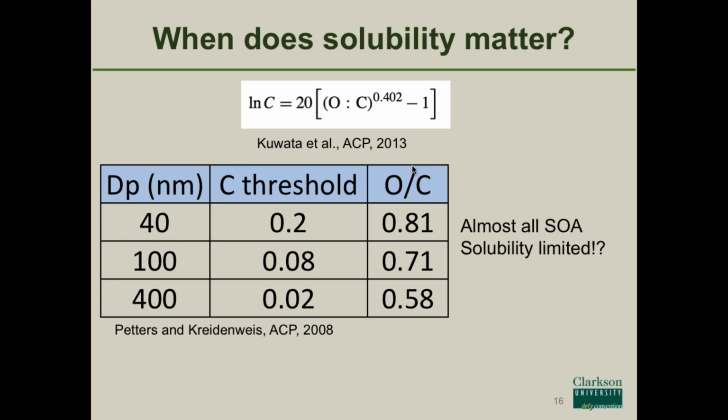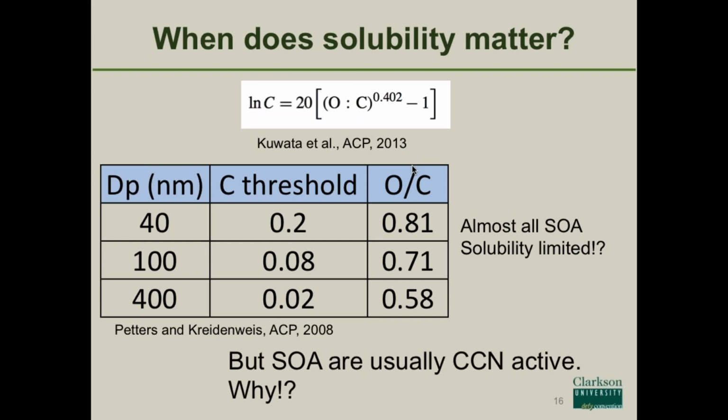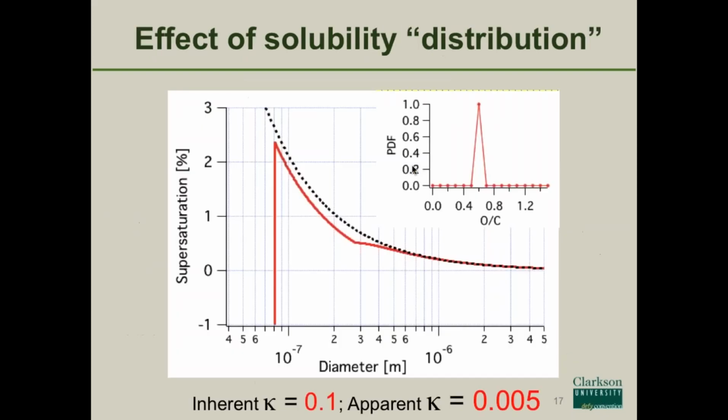But that seems pretty high. We also know that almost all SOA have some CCN activity, and many of them have O2C less than 0.8. So that seems pretty high. SOA are usually CCN active, so why is that? One thing I didn't consider is the distribution of solubility.